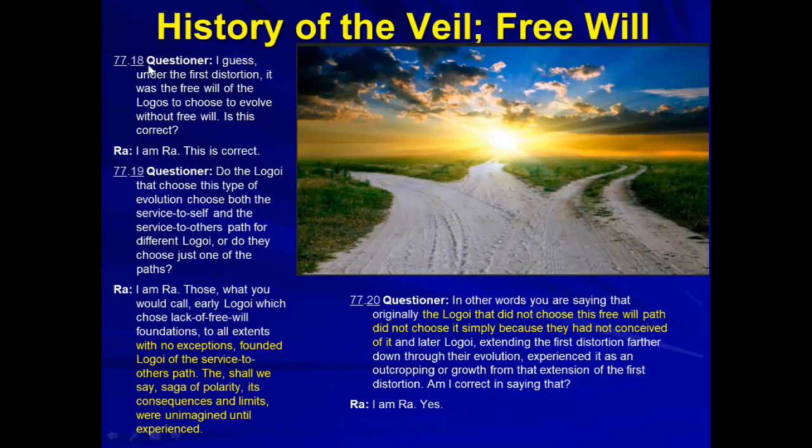I guess Don's asking again, session 77. So he's following on. Under the first distortion, it was the free will of the logos, the Sons, to choose to evolve without free will. Is this correct? That is correct. Do the logoi that choose this type of evolution choose both the service to self and service to others path for the different sub-logoi, or do they choose just one path?